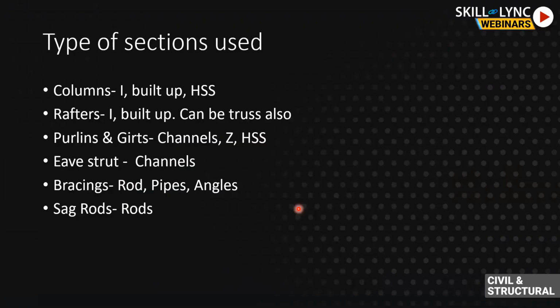Then we have the bracings. Bracings can be rod, pipes, or angles depending on whether it is a tension only bracing or tension and compression taking member. So if it's a tension only member, then there won't be any compression. It will simply buckle in compression. So simple rods will be fine for bracings. We already discussed sag rods. So just moving to the next slide.